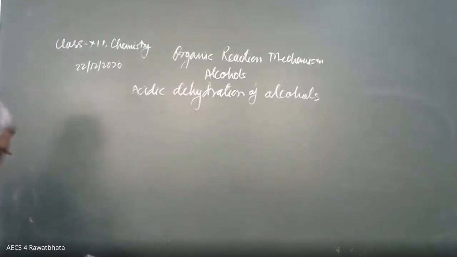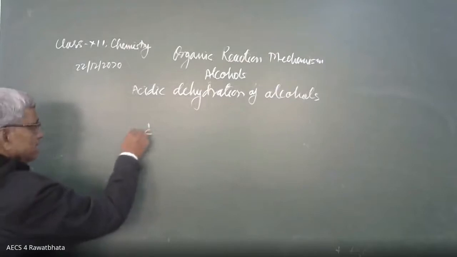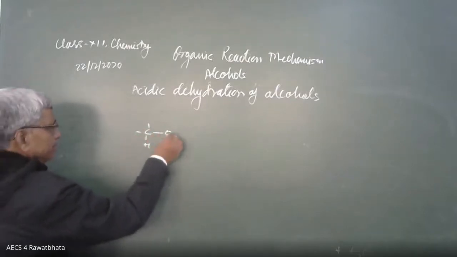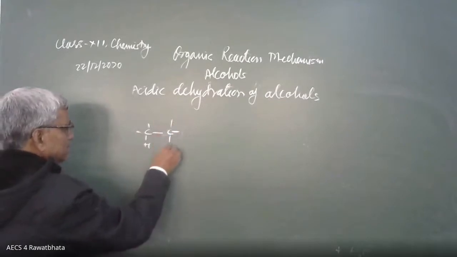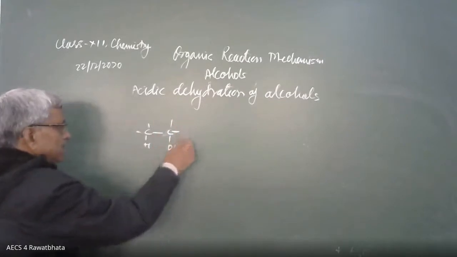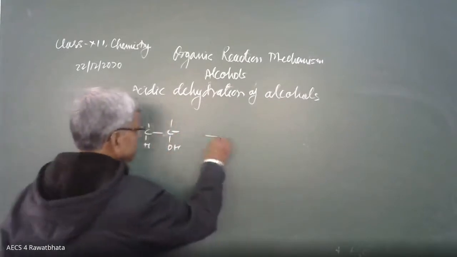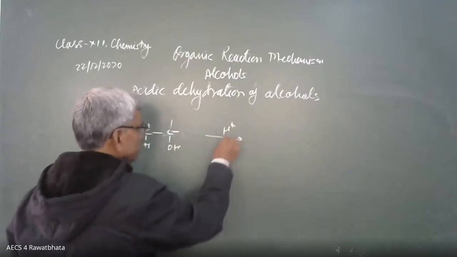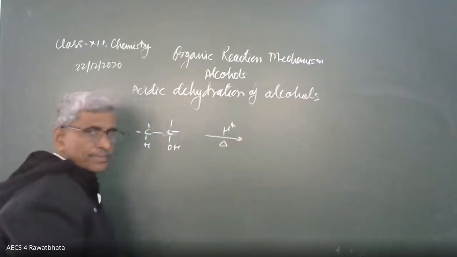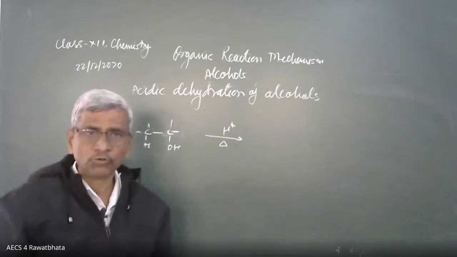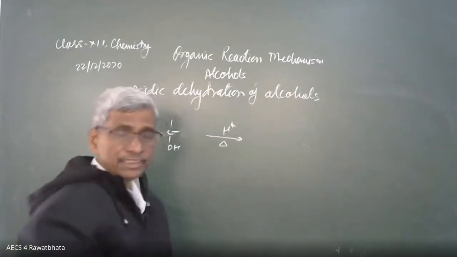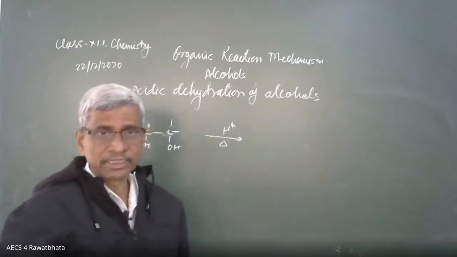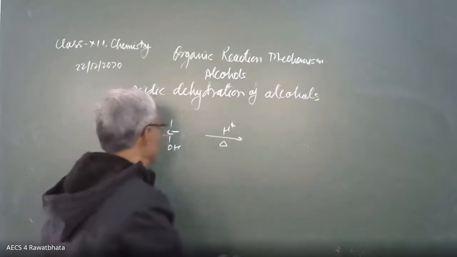What is the reaction here actually? This reaction is an alcohol. Here is alcohol, here is OH. In presence of acid, in presence of H positive and heat, H positive and heat is 443 Kelvin, sulfuric acid, and if the temperature is low, we get ether. So this heat is 443 Kelvin.